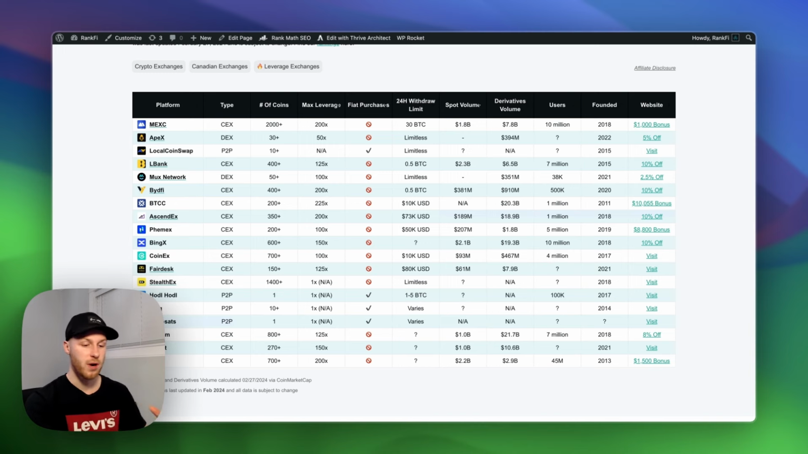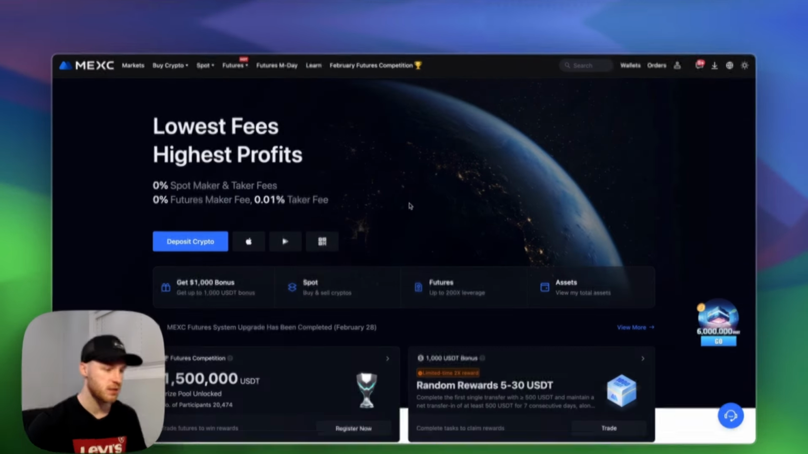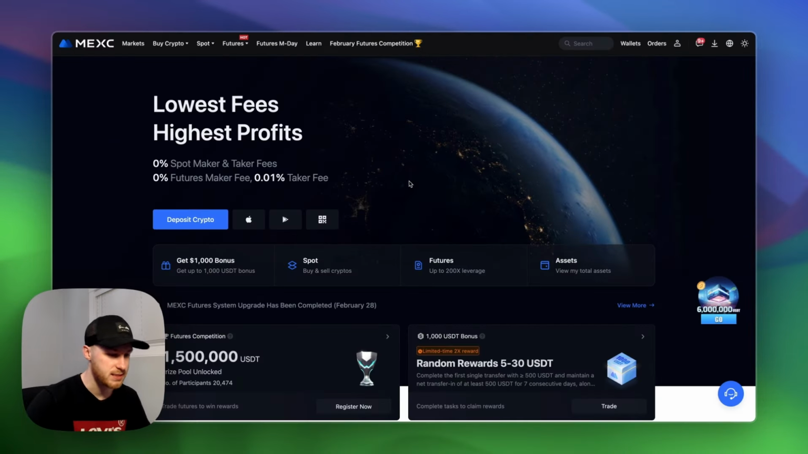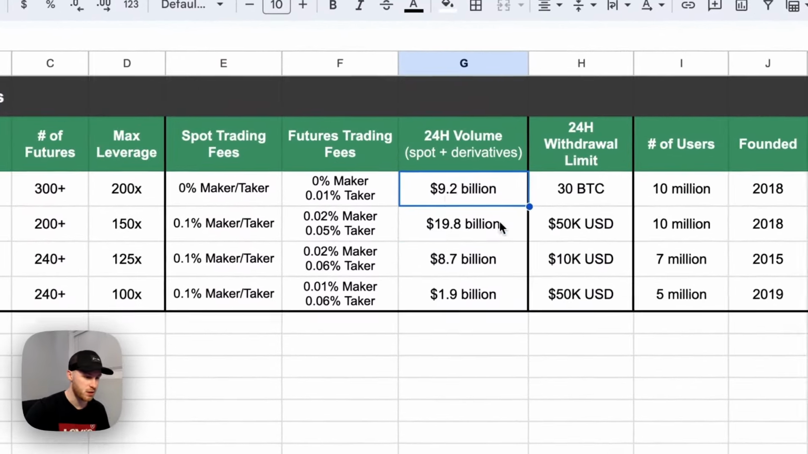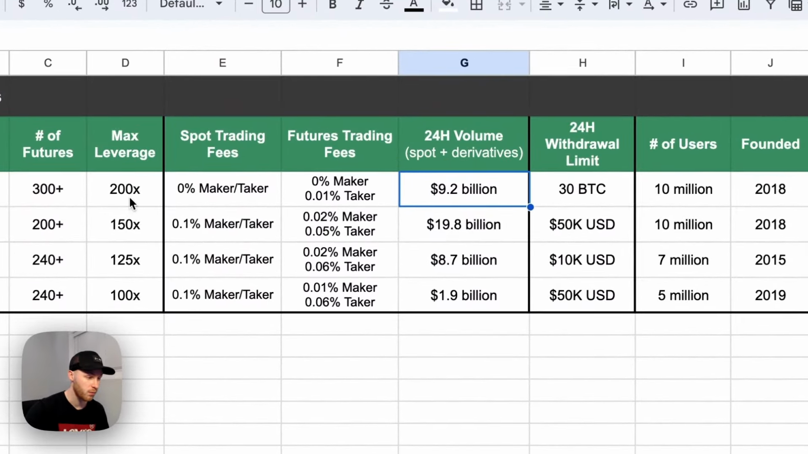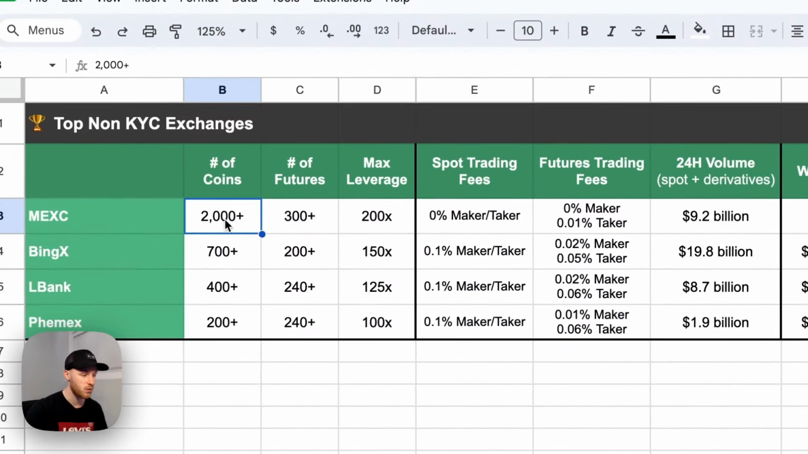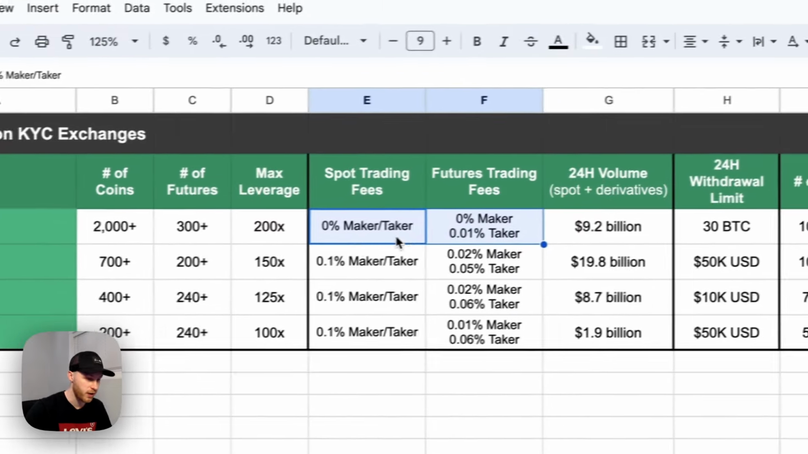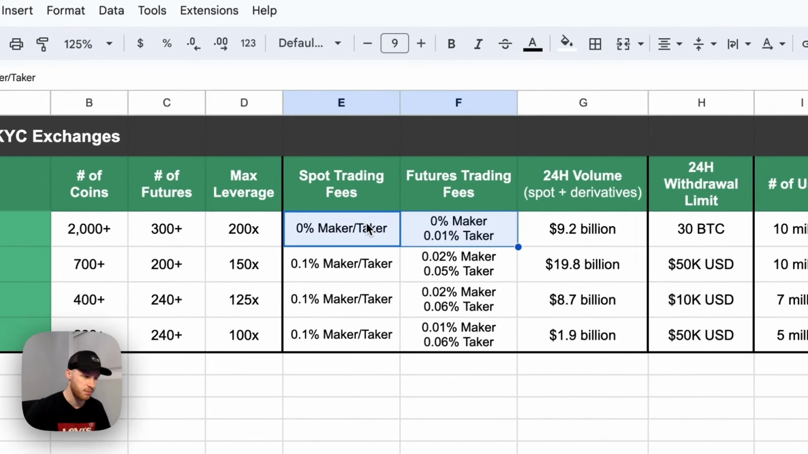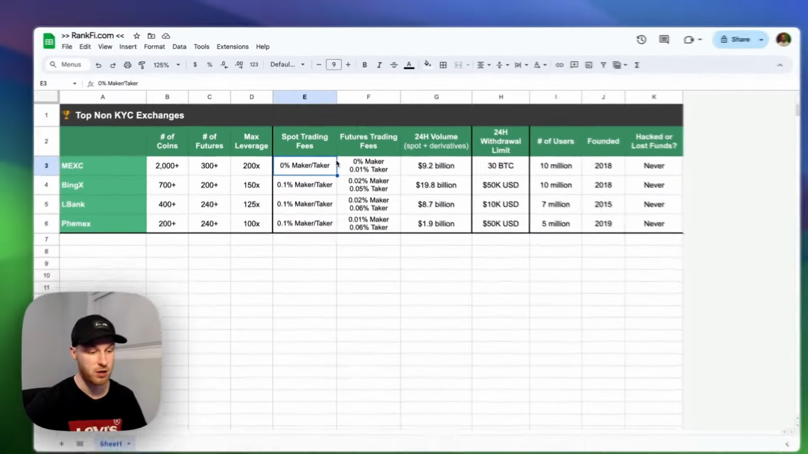Now let's go more in depth on each of the platforms I mentioned. So platform number one was MEXC, and it's number one for a few reasons. It's one of the biggest exchanges on this list in terms of trading volume. It has over 2,000 altcoins, and they have the lowest trading fees. As you can see here, it's barely anything, and zero maker taker fees right now for spot trading fees.